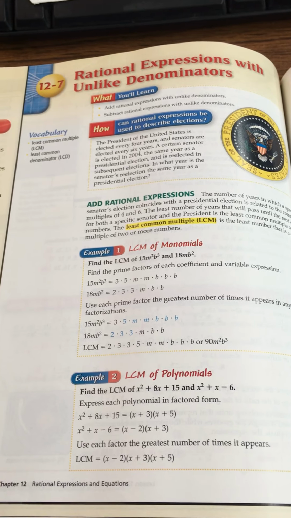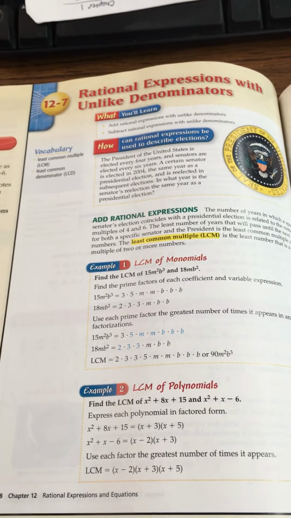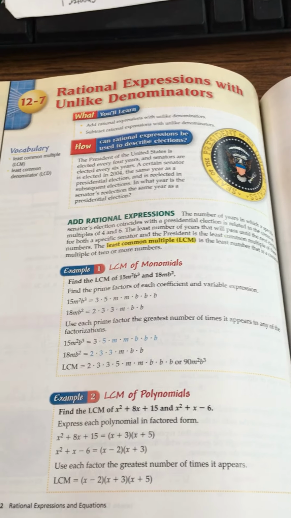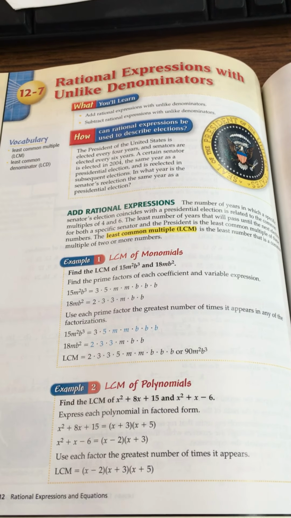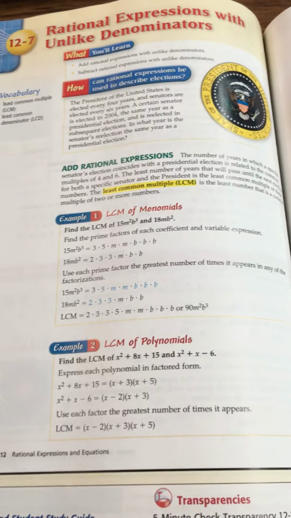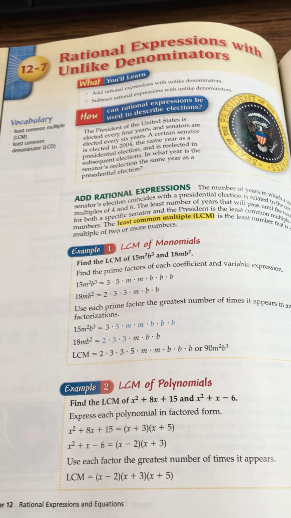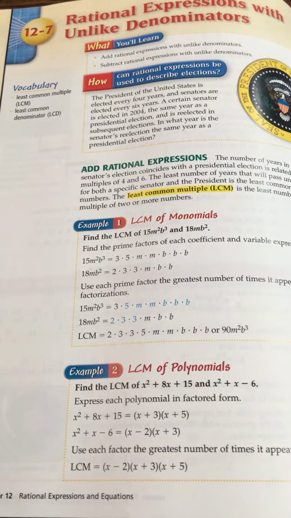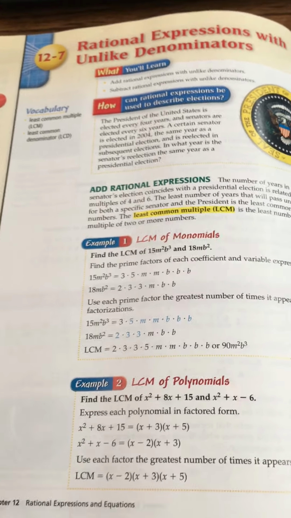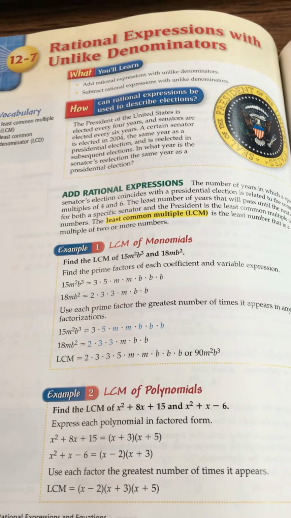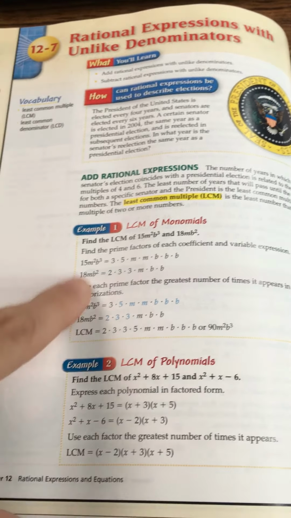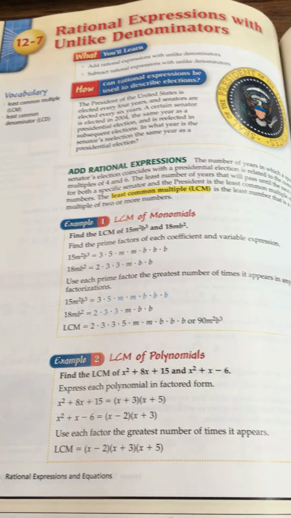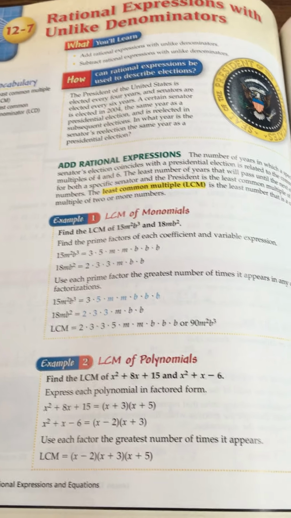All right, guys, we're in chapter 12, section 7. We're doing rational expressions with unlike denominators. The big thing is if you know how to find the least common multiple, you're able to do this, okay? The least common multiple, we did this probably a while ago. We'll hit example 1 and example 2 to help you remember what the least common multiple is.